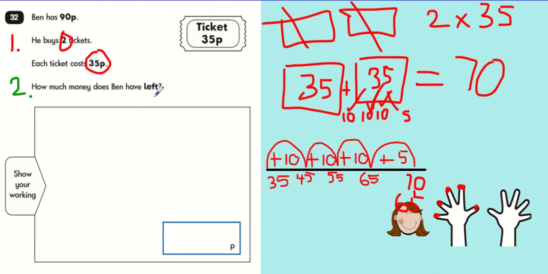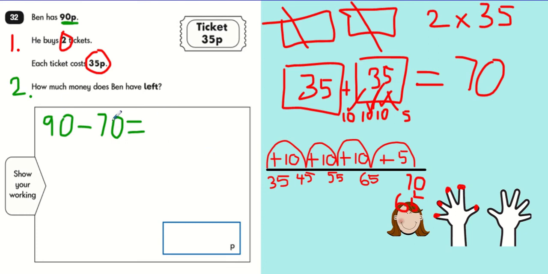Next, we need to find out how much money he has left. How much change will he get? So step 2. What was his total number, or total amount of money? It was 90p, wasn't it? I'm going to write it in this box here. He started with 90p. Then he spent some, didn't he? We took some away from his money and he spent 70p, didn't he, on his tickets. And we want to know how much money he's going to have left.